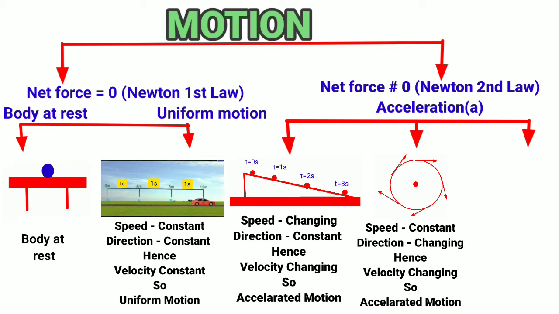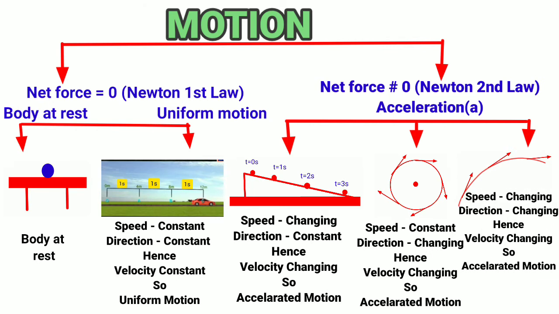Third example. Take a stone and throw it horizontally on the earth. Observe the motion. Is the speed constant? No, the speed is changing. Is the direction constant? No, direction is also changing. Hence, velocity is changing, so the body is in accelerated motion.